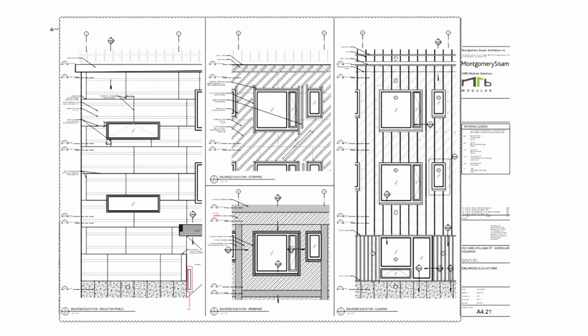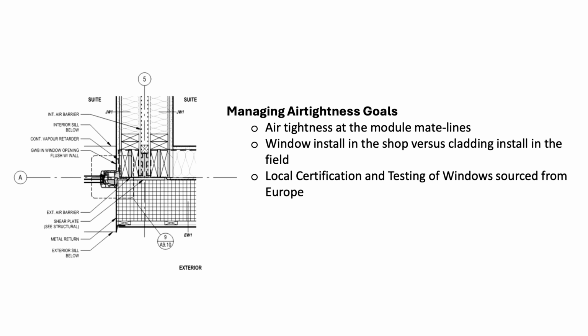So, managing the airtightness. One of the problems that we have is that each module arrives on site with membranes wrapped, vapor barrier on the inside, air barrier on the outside, but you need to make connections between those.